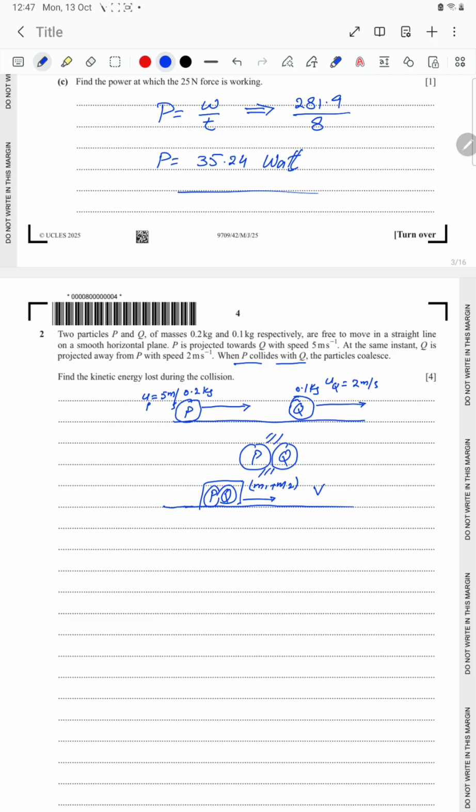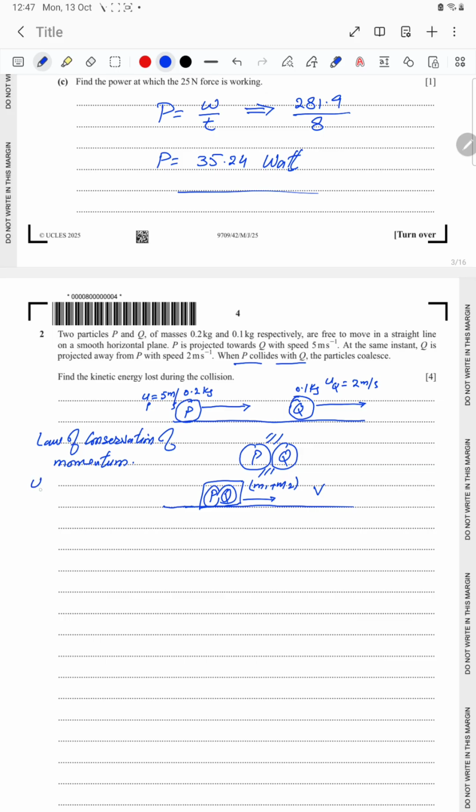So we have to find the kinetic energy lost during the collision. First, we need to calculate the velocity v after the impact. Here we can use the law of conservation of linear momentum, because only linear momentum is part of our syllabus. Angular momentum is not included.